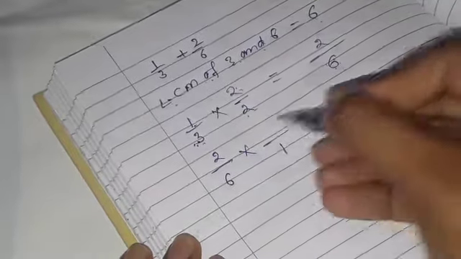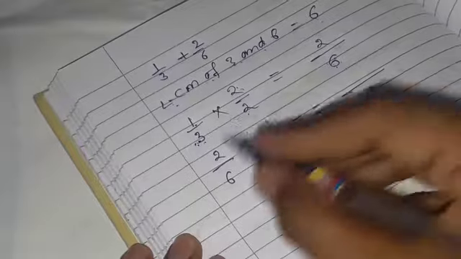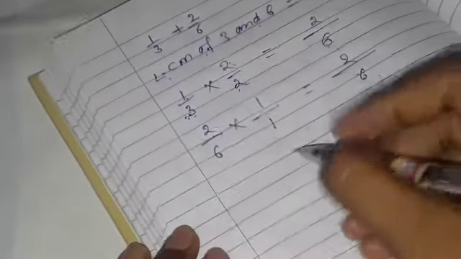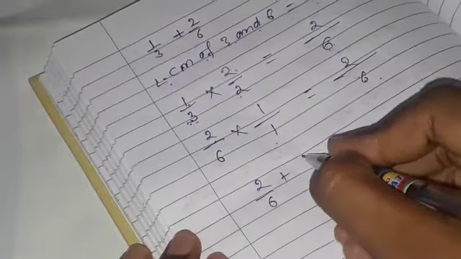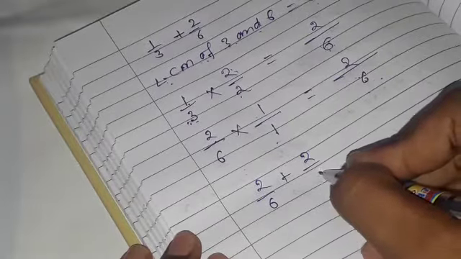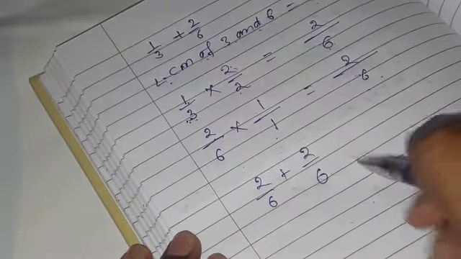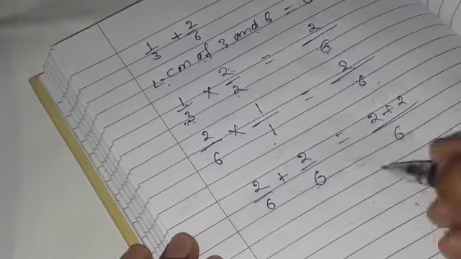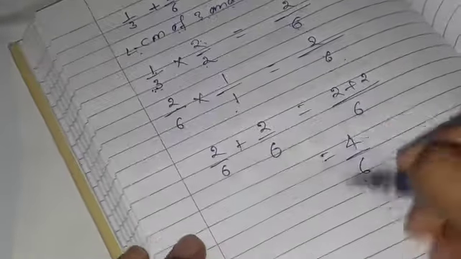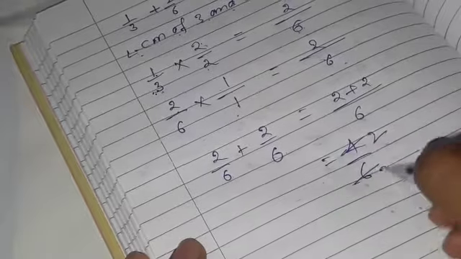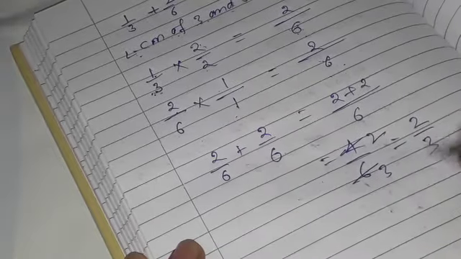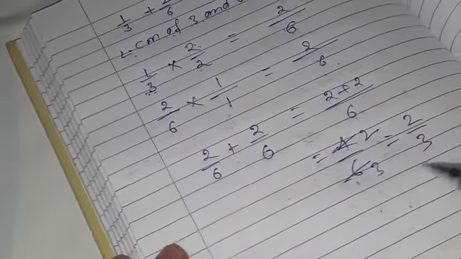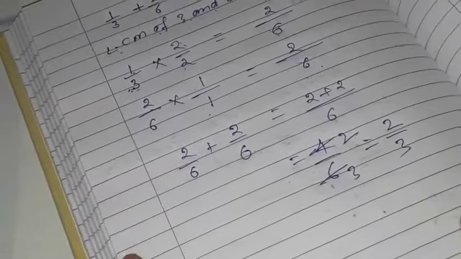Here class, 1 and 1. 6 ones are 6, 2 ones are 2. So now your question has become 2 upon 6 plus 2 upon 6. 6 is your common denominator. 2 plus 2, that is 4 upon 6. Convert this into simplest form, 2 upon 3. So your answer is 2 upon 3.